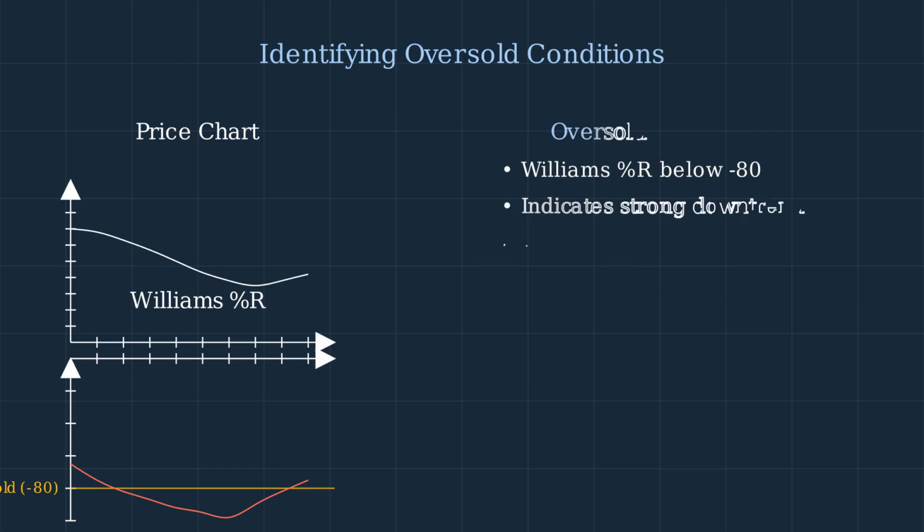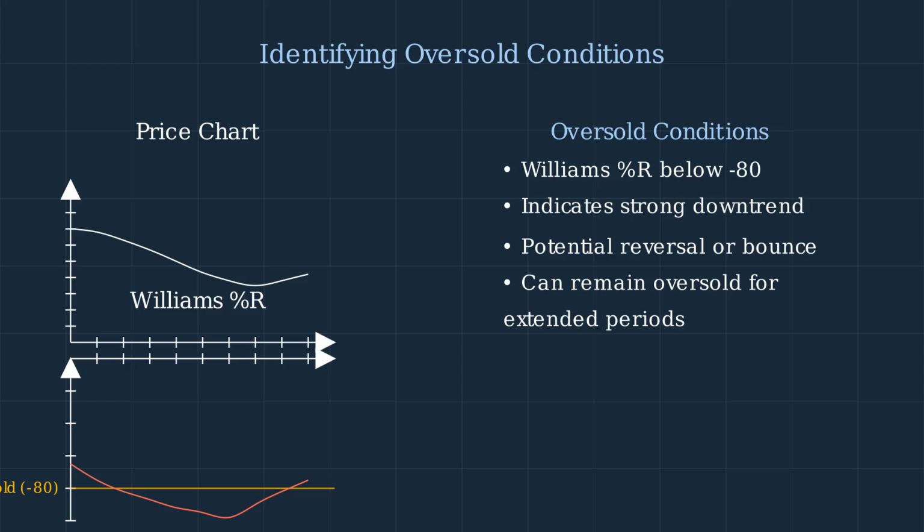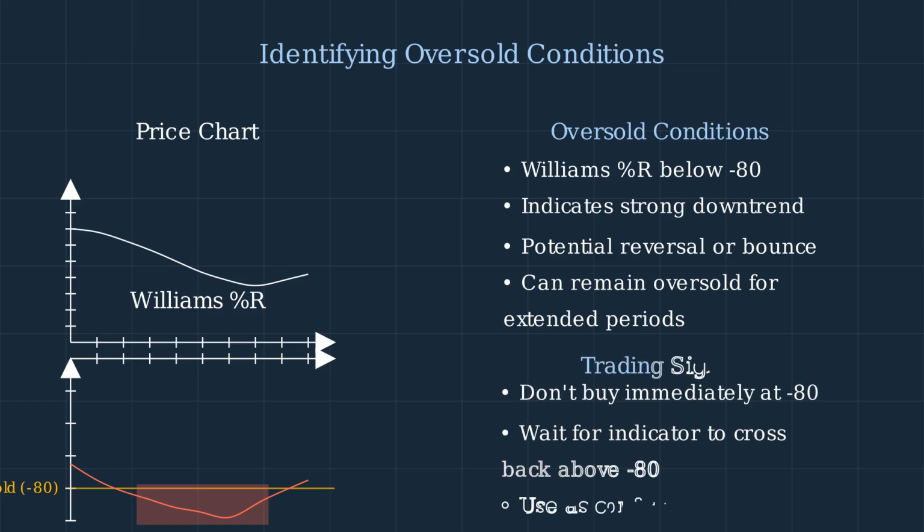When price enters a strong downtrend, Williams %R can plunge below negative 80, often reaching values near negative 100. A key insight is that during strong downtrends, Williams %R can remain in oversold territory for extended periods. That's why experienced traders typically wait for the indicator to cross back above negative 80 as a potential buy signal, rather than simply entering when the oversold threshold is first reached.